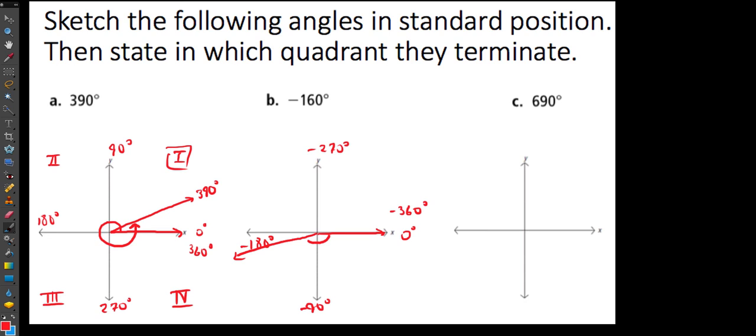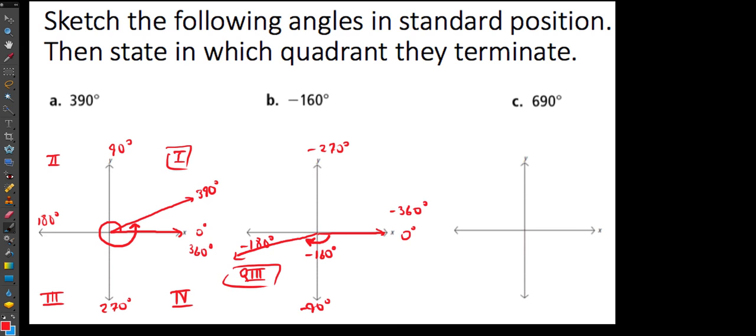We'll go ahead and draw on our arrow that indicates our direction of rotation here. And we'll label on this arrow down here negative 160 degrees in this case. And also we want to indicate that this terminates in quadrant 3, so quadrant 3 here. And then last but not least, 690 degrees.